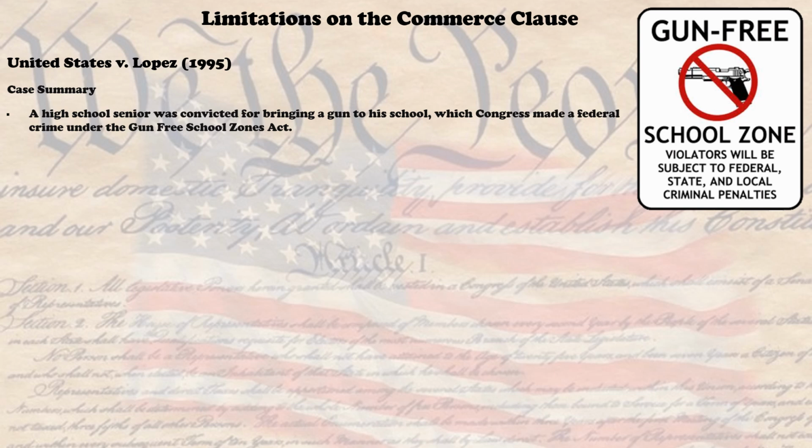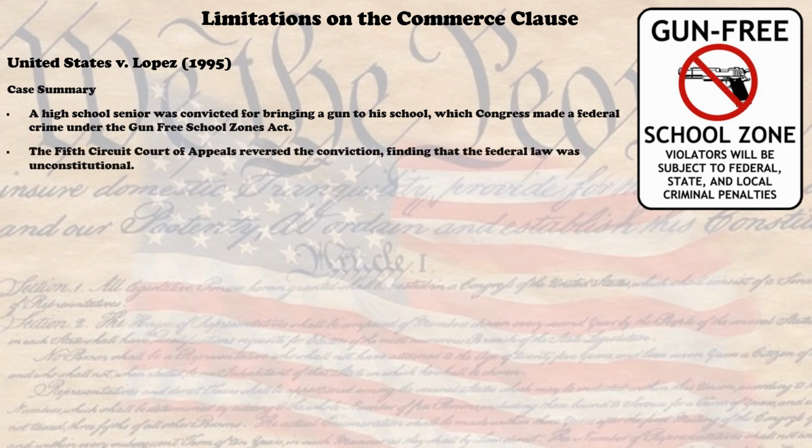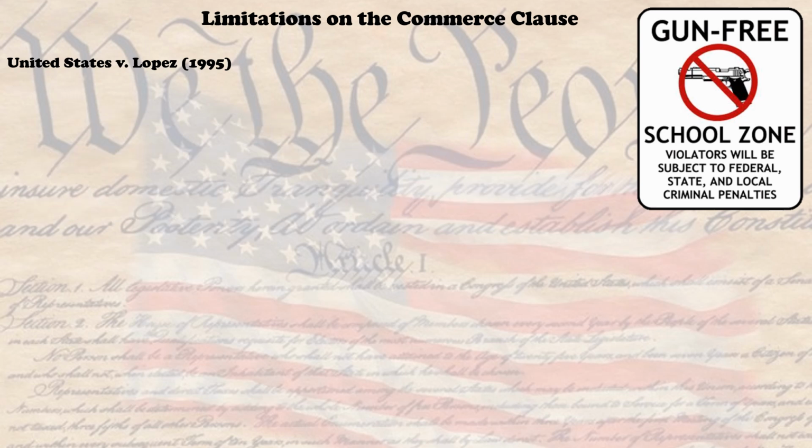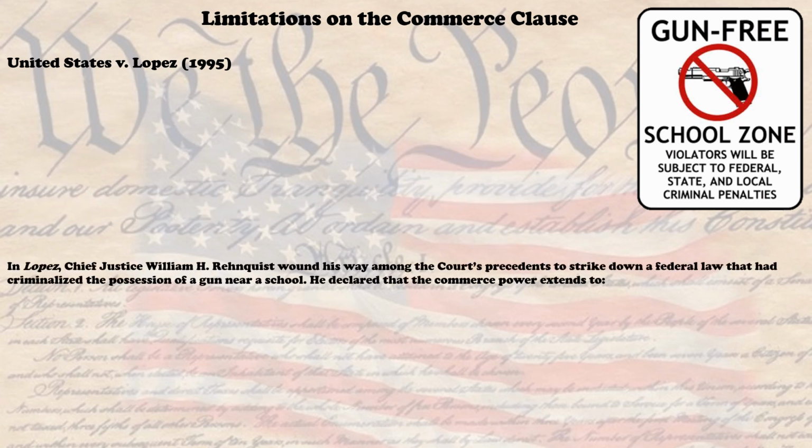He was convicted of violating this act. The Fifth Circuit Court of Appeals reversed the conviction, finding that the federal law was unconstitutional. It was a violation of states' rights. The U.S. Supreme Court, in a 5-4 decision, agreed, and the court held that the law was an improper use of Congress's power under the Commerce Clause, finding that guns in school did not have a substantial effect on interstate commerce. And I want you to hold on to that word, substantial.